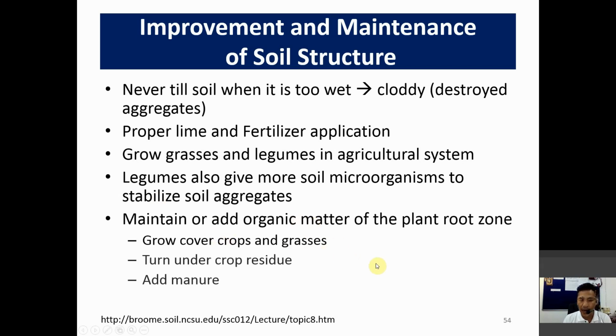Try to maintain or add a lot more organic matter into the plant root zone. Maybe grow some clover crops and grasses, turn cover crop residue back into the soil, and add some manure to the soil system as well. Because organic matter, you know, is not just a cementing agent, but also provides a much wider range of pore size distribution in the soil system, so you can drain a lot of water while bringing air into the soil, and at the same time you will have a lot more small pores that can hold available water for plants as well.